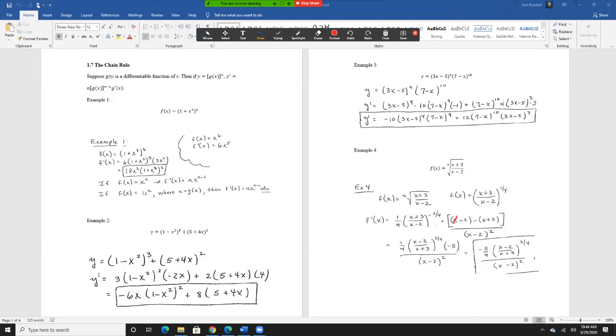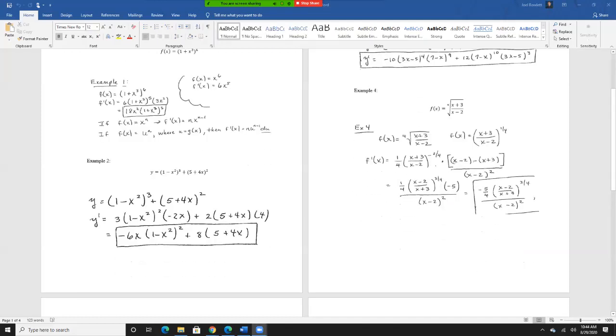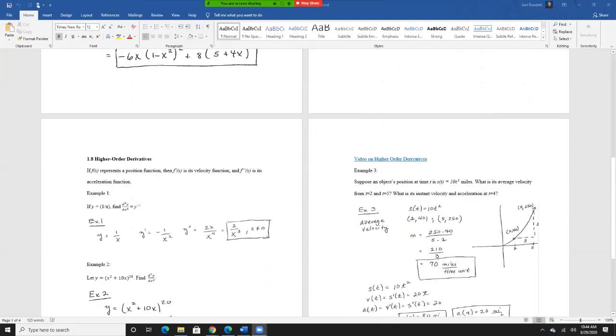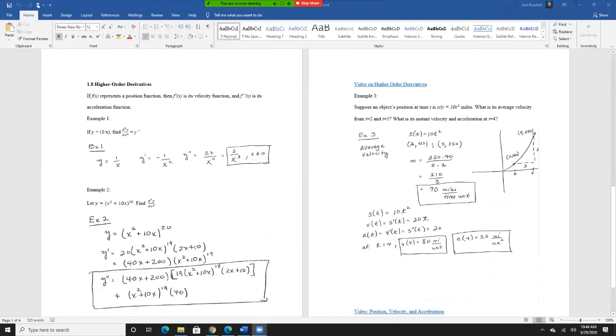Luckily, I have x minus x, which leaves me with 0 x's. And then I have negative 2 minus a positive 3, which gives me a negative 5, and then negative 5 times positive 1/4. That gives me a negative 5/4. And then I just chose to write the rest of it as is. So for my purposes, I'm going to claim that this is a sufficient answer here. So let's go down and look at the next section here, higher order derivatives.